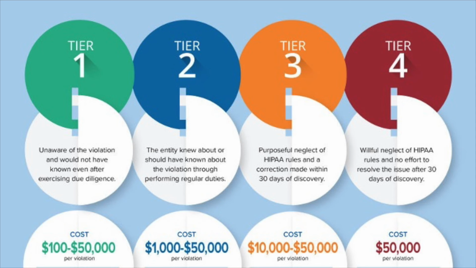to $50,000 per violation. And tier 4, willful neglect, and this would be your malintent of HIPAA rules, no effort to resolve the issue after 30 days of discovery, and not taking steps to prevent it from happening again. And while these fines of the 4 tiers are typically guided towards entities such as Toby's House, who's a nonprofit, that sort of payment could be a devastating one for an error from an employee.